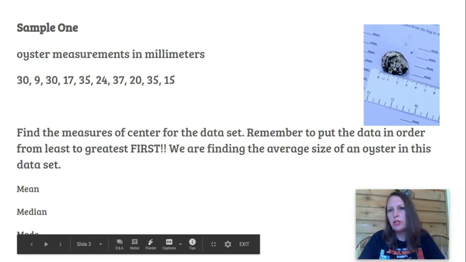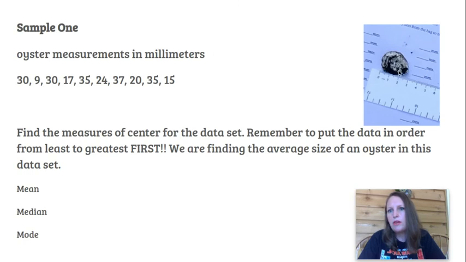So here's a little picture up here where I zoomed in, and you can see that we're measuring from one end to the other of the oyster. This is still sample 1, and now we want to find the measures of center for the data set. Remember to put the data in order from least to greatest first. And we're finding the average size of an oyster in that data set then.